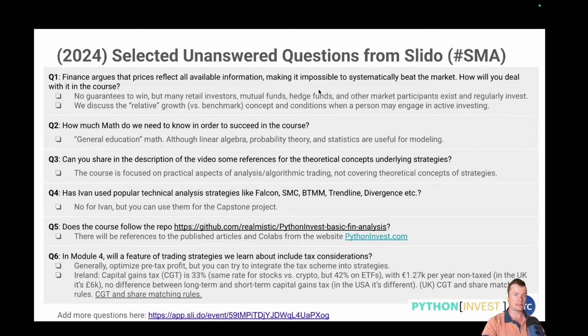Question number 6. Do we optimize pre-tax or after-tax? Generally, we do not take into consideration tax rate here. You can embed it into your strategy if you are investing in different countries.